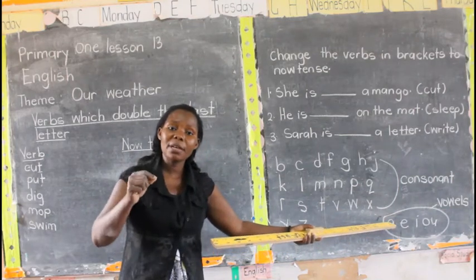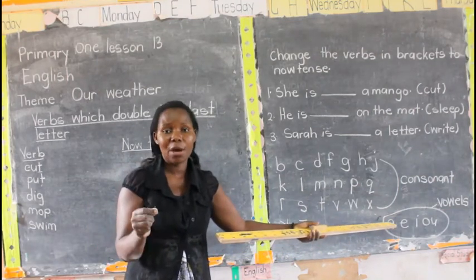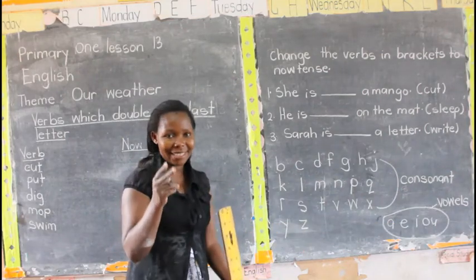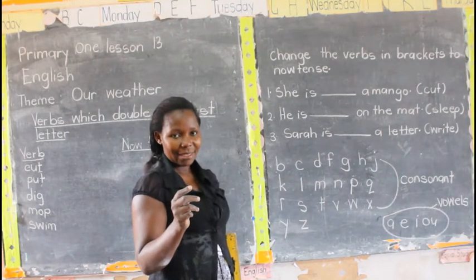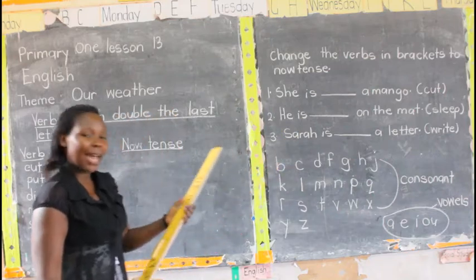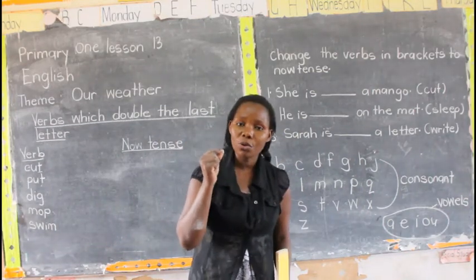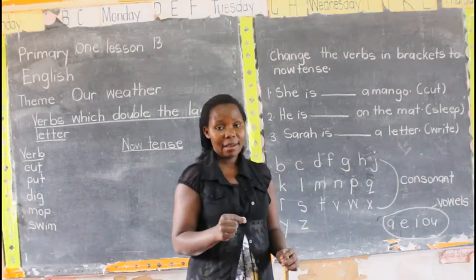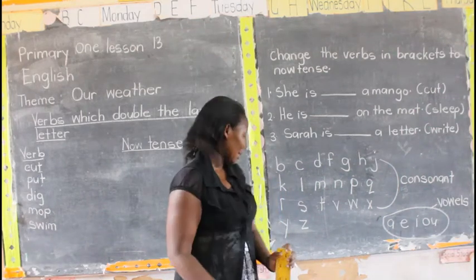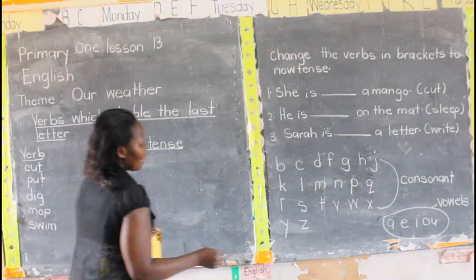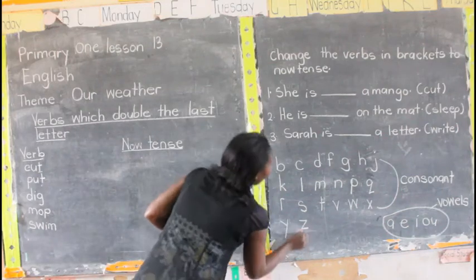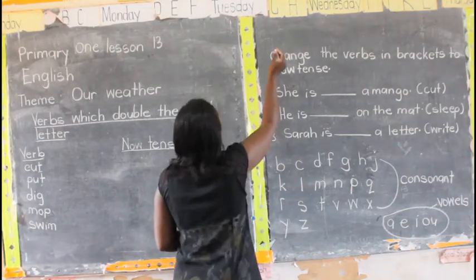When you're changing to a present continuous tense or now tense, you double the last letter. Yes? The last consonant, when the last letter is sounding as a consonant. Yes? Do not come and say, teacher said the last. We have this one. Where should I write?